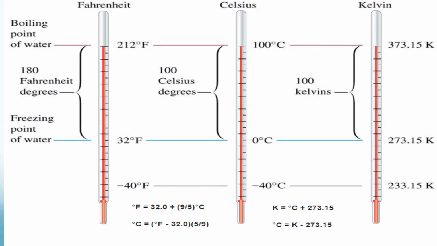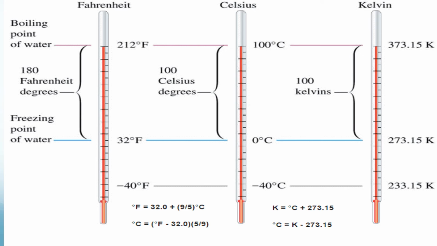Another scale we use is called the Celsius scale, named after Anders Celsius. The number 0 on this scale is assigned to the temperature at which pure water freezes, and the number 100 to the temperature at which pure water boils at sea level pressure. The space between freezing and boiling is divided into 100 equal degrees.